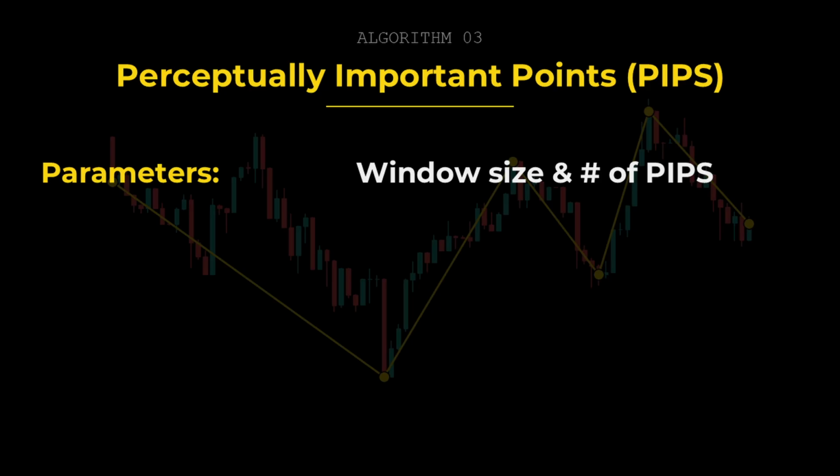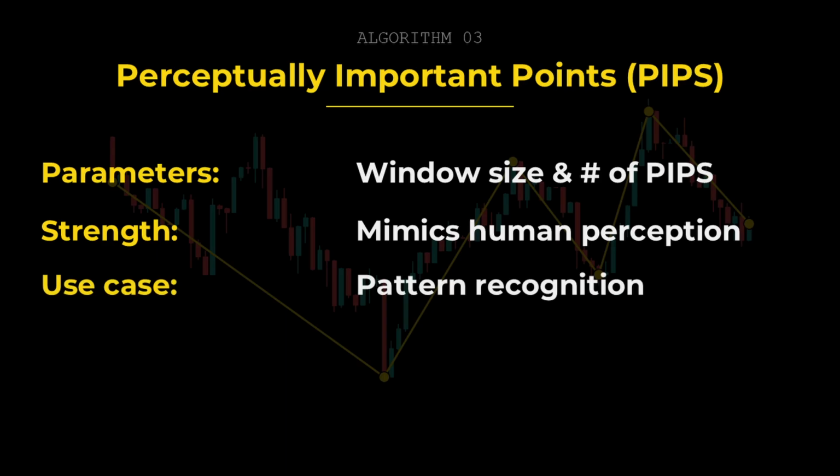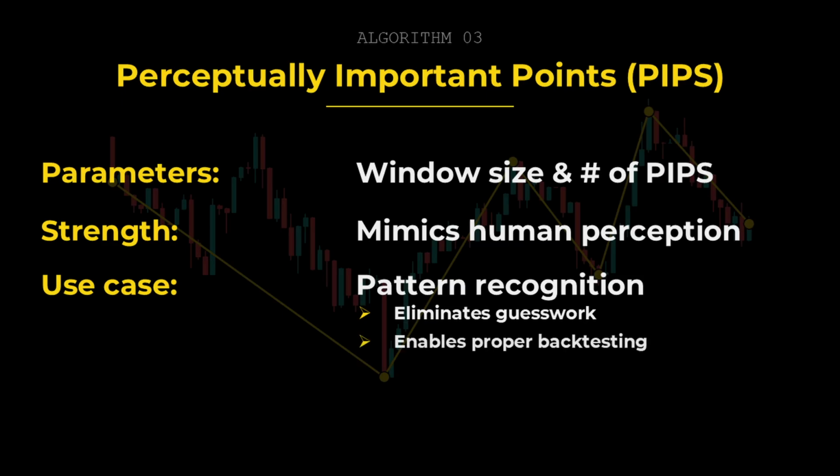The main selling point of the PIPS method is that it most closely matches human perception. The swing points it identifies are probably the same points that most other traders would have marked on their charts. So for things related to pattern recognition, I'd choose PIPS over the previous two methods. Being able to automate this human identification process has two major benefits. The first is that it eliminates all the guesswork, which will make your trading more consistent. And the second benefit is that it enables proper backtesting of pattern-based strategies.